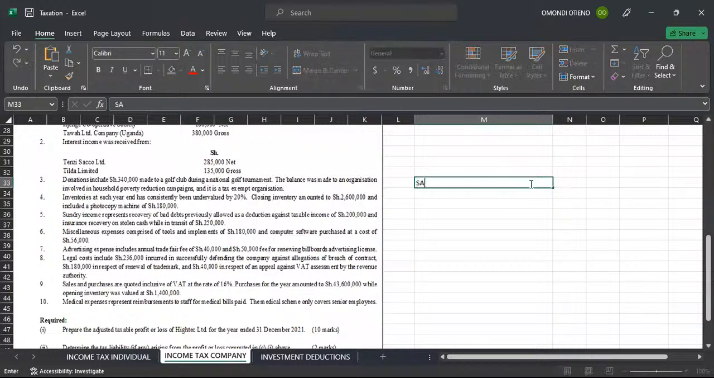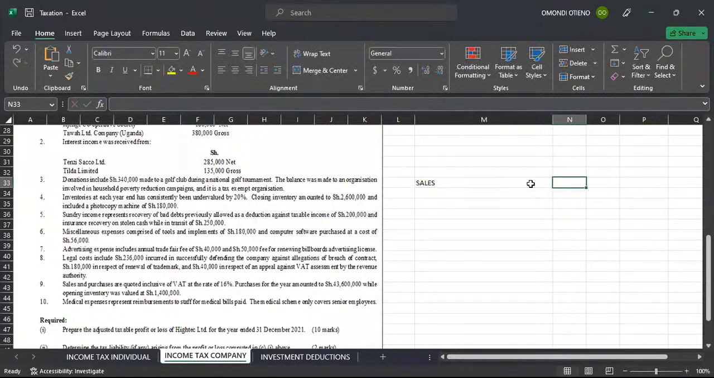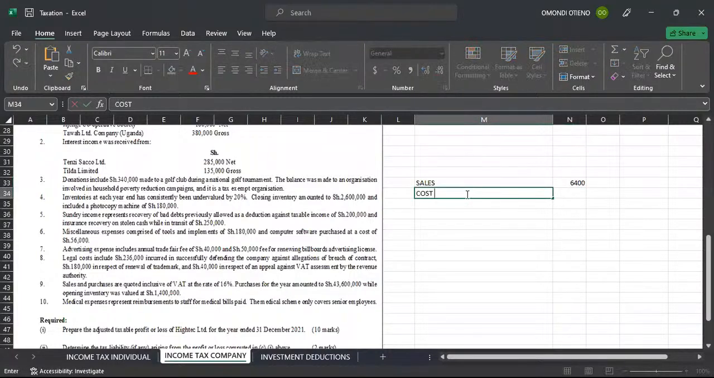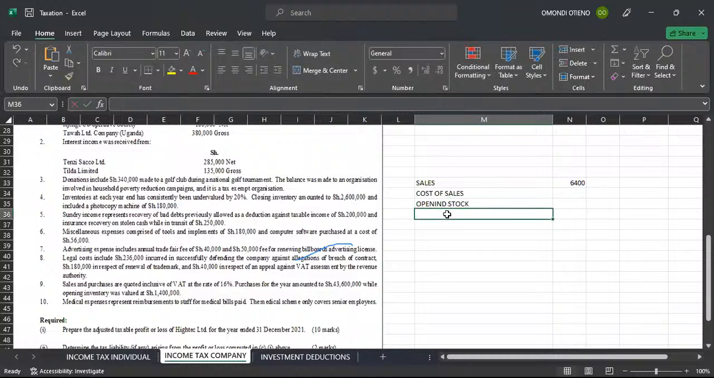So we were having sales. Let's say we have sales here. Then under cost of sales, we have opening stock.